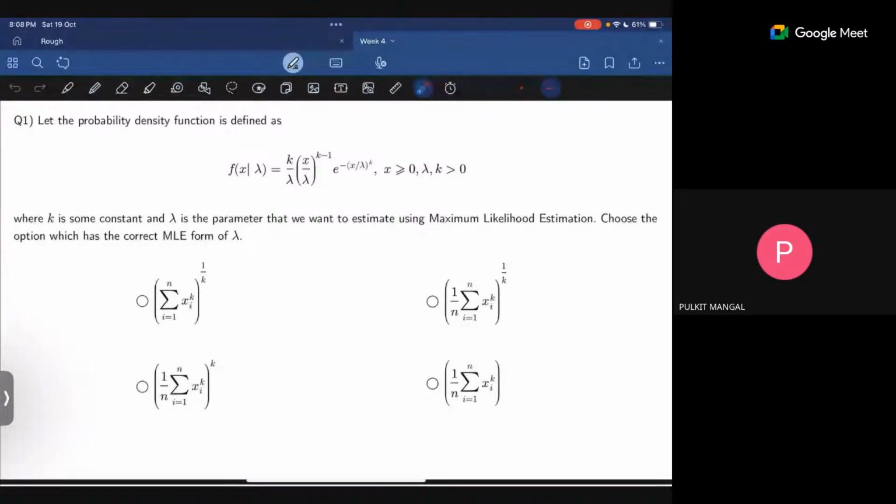So I hope you can see the poll. Choose one of the options that you think. Just for the marking, this is option A, B, C, and D. Choose the answer which you think is the estimate for lambda based on MLE. We will solve this question on the whiteboard.